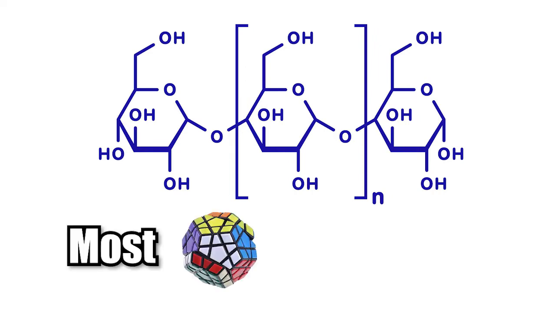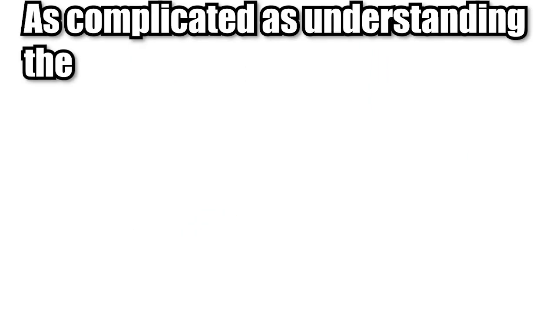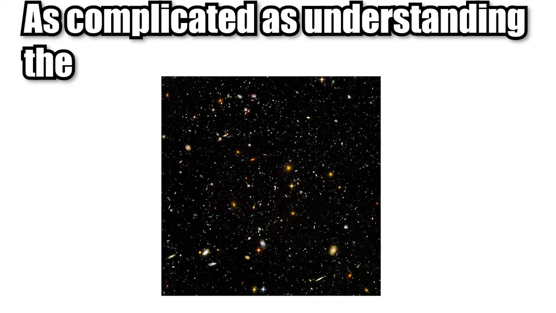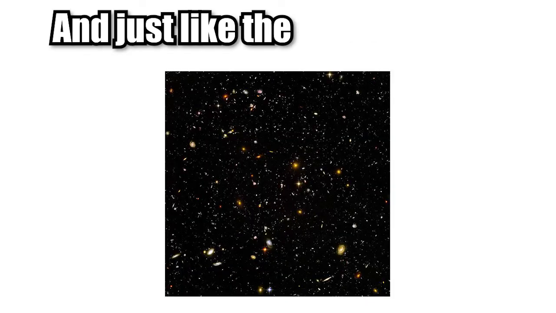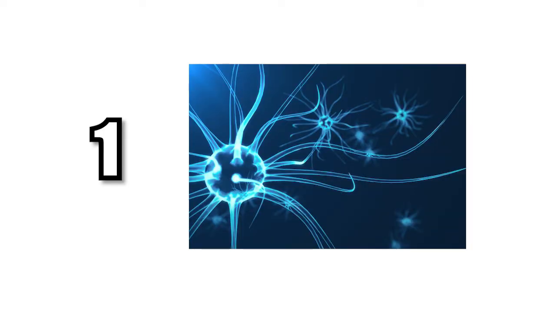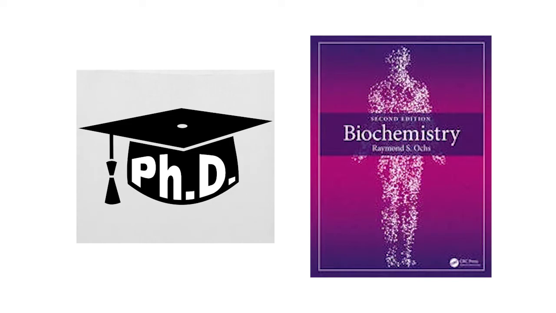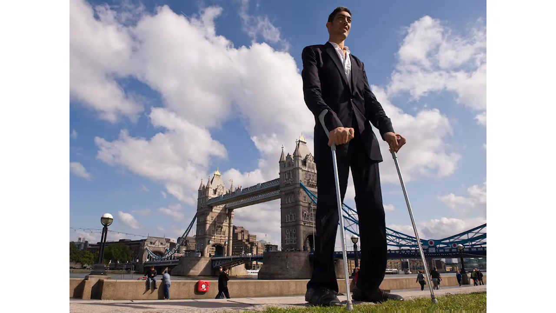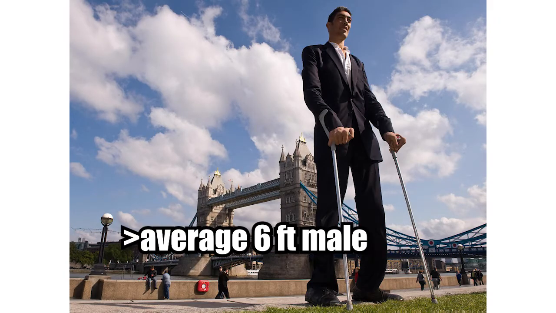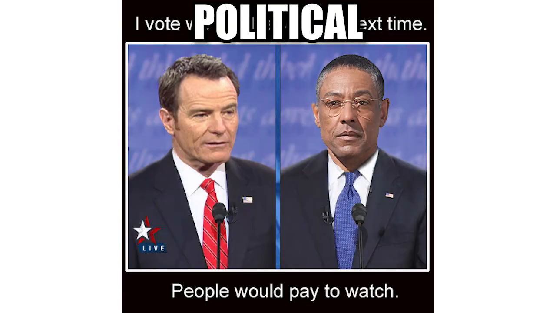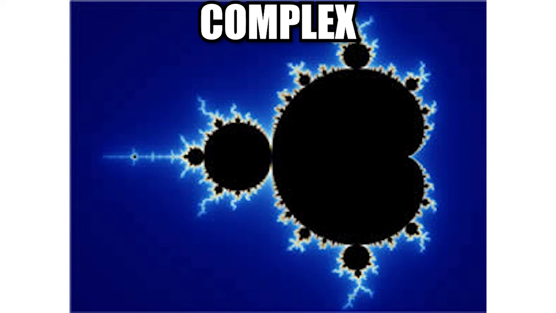Polysaccharides are the most complicated form of carbs, as complicated as understanding the universe. And just like the universe, makes me want to kill myself. Now, in order to understand them, you need at least more than one brain cell, a PhD in biochemistry, and must be over 6 foot tall in order to continue this video. Buckle up because we are going to get dangerous, political, and most of all, complex.